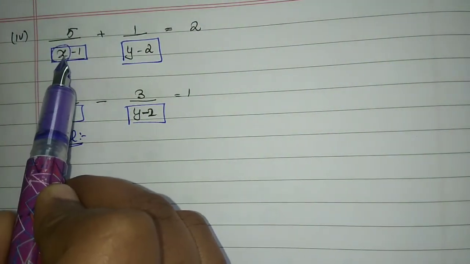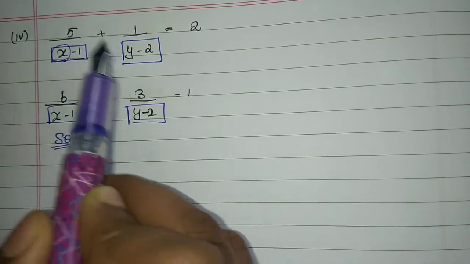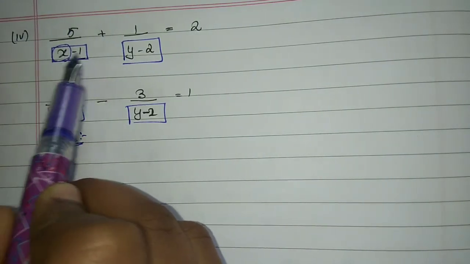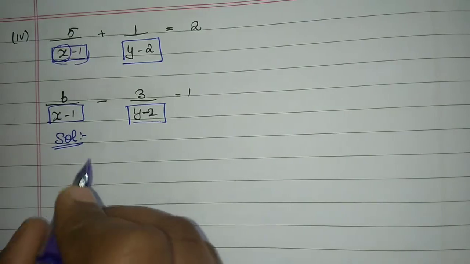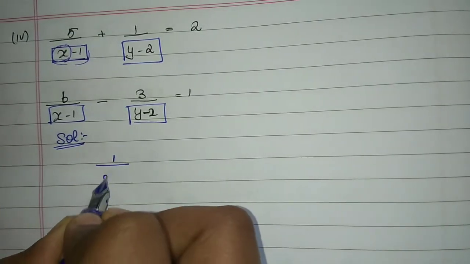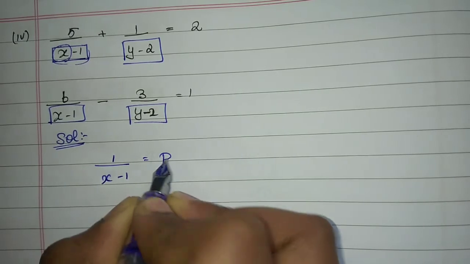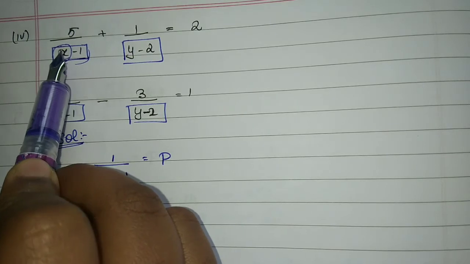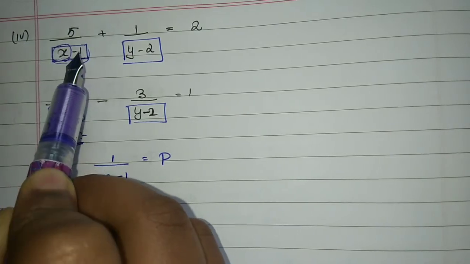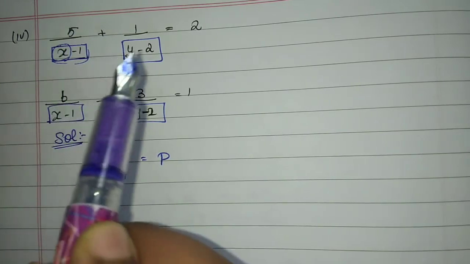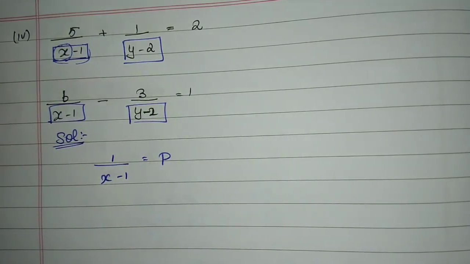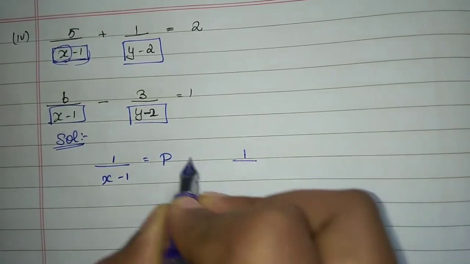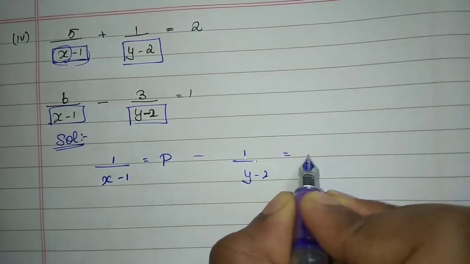You can't just take this x alone as p and have p minus 1, 5 by p minus 1. No, nothing doing. So what you will do is that you will take the entire term. So let me have 1 by x minus 1 is equal to p. Why we are not taking only x as p is that if we take x alone as p, we will have p minus 1 again, where it will be a problem in order to do the solution for this. So let me have 1 by x minus 1 as p and 1 by y minus 2 is equal to q.